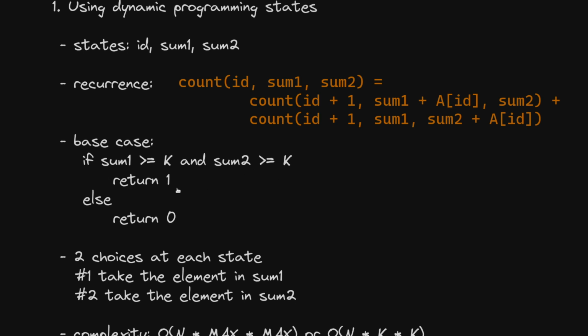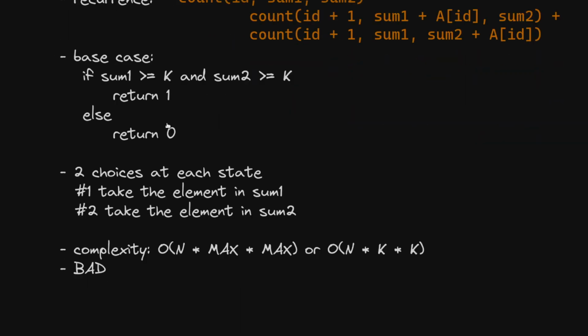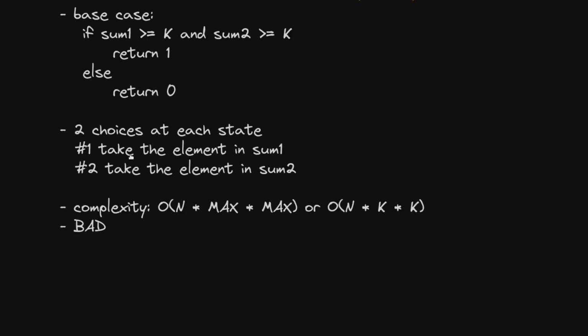So if we have found such a partition with sum1 and sum2 both greater than or equal to k, then we can say that we have found one way, and this will be returned from the last index, which is id equals n. And if this condition doesn't hold, we are going to return 0, stating that this partition is not a valid one. And as I already mentioned, there are two choices at each state: either take the element in sum1 or sum2.